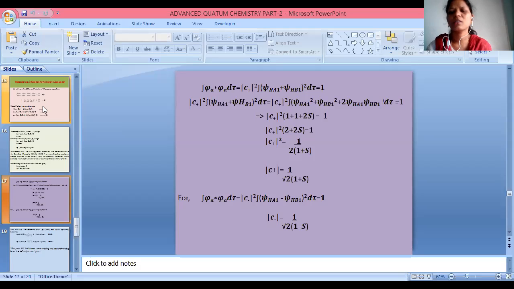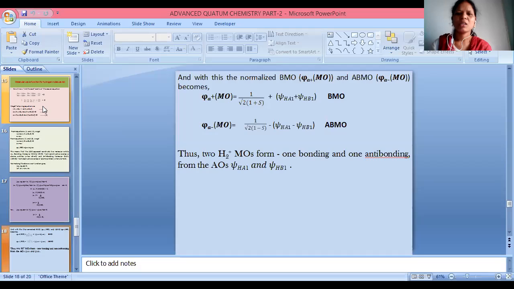That C minus, if you evaluate in the same manner, then you will get it in the form of (A minus B) whole square, which is A square plus B square minus 2AB. So therefore, you will get C minus is equal to 1 by square root of 2 into (1 minus S). And with the normalized bonding molecular orbital psi a plus and anti-bonding molecular orbital psi a minus, you will get the corresponding bonding and anti-bonding molecular orbitals like this.